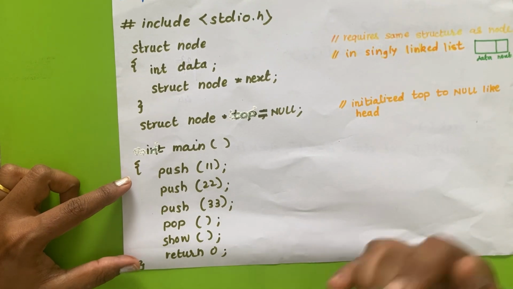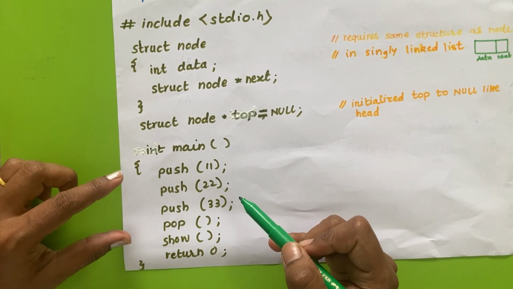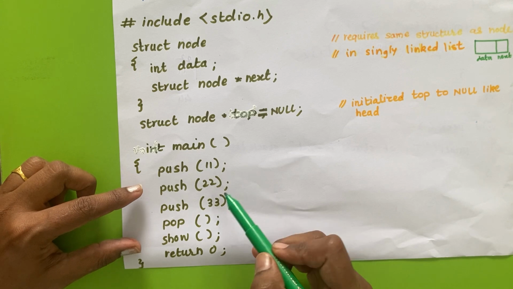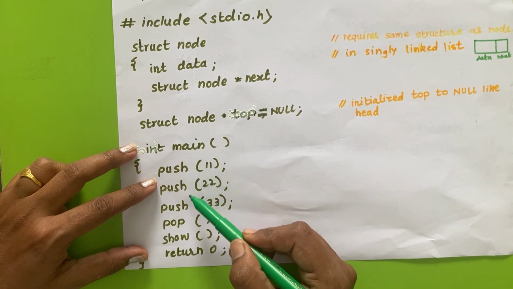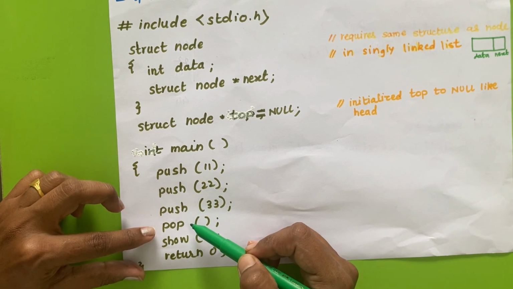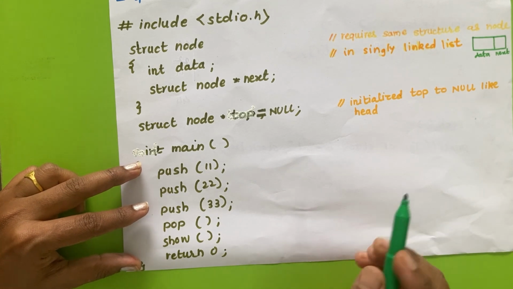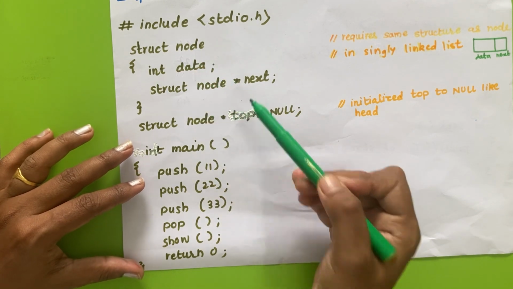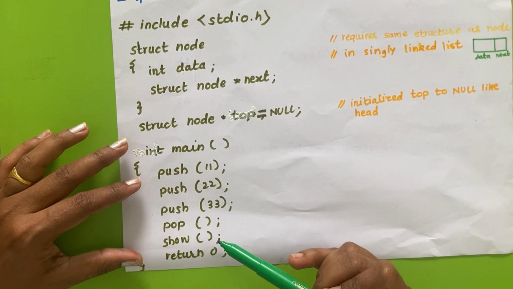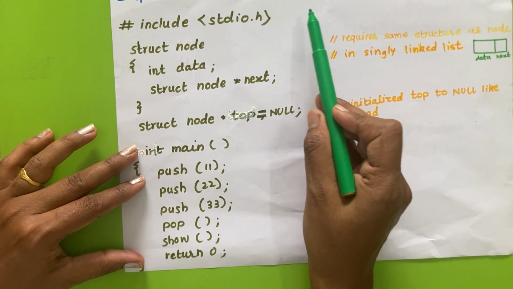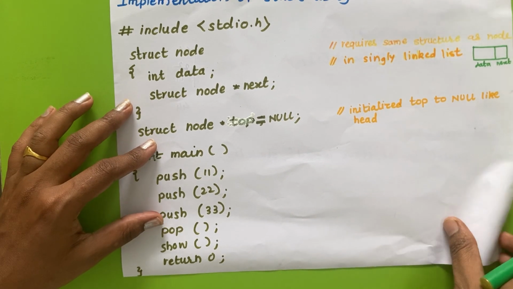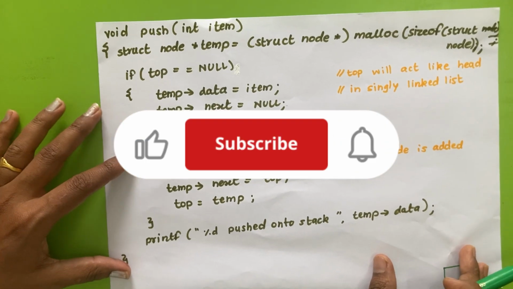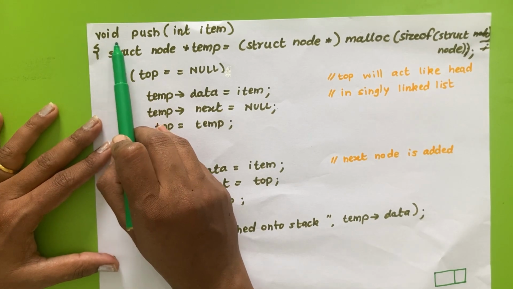Okay, so if you want to add more elements or more nodes in the stack, then you can call the push operation as well as pop operation accordingly. Okay, so this was related to some of the initializations and main function required for the stack using linked list. Okay, now we will have a look at the push operation. So we'll start with the push operation.